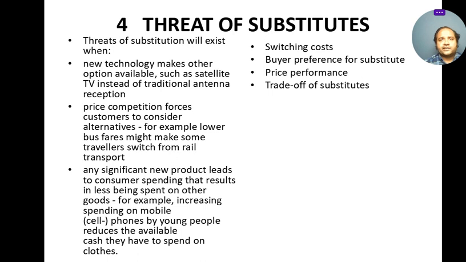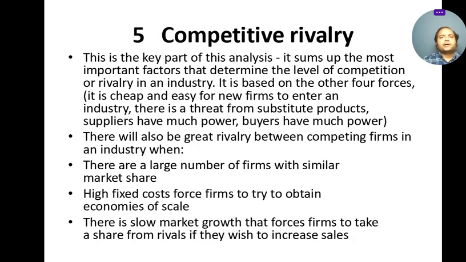Switching cost: we have to consider what type of cost is generally involved when the consumer tries to switch from one supplier to another supplier. Buyer preferences for substitutes: price, performance, and trade-off of the substitute. Comparative: now we see how competitor actions can affect the company's decisions.